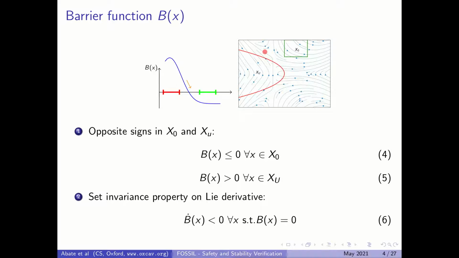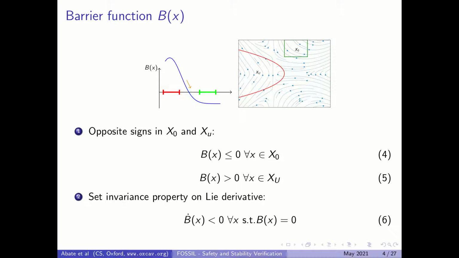As you can see in this example here, this is just an example dynamical system with an example initial set in green here and an example unsafe set. And the goal would be just to verify that no trajectory starting in this box here can enter this set over this entire domain. And as before, we can verify this by synthesizing a barrier function or a barrier certificate.